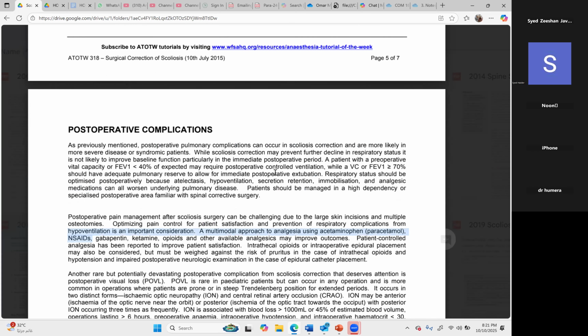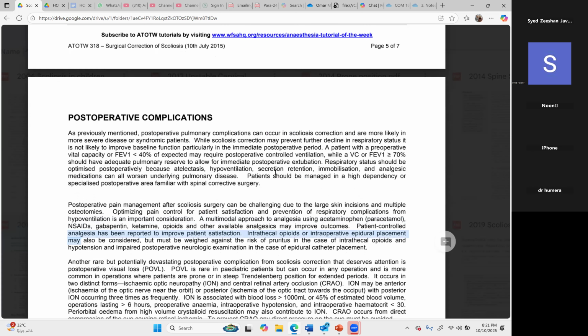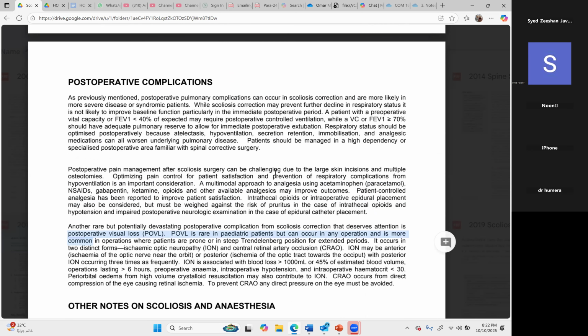So postoperative complications, respiratory problems can occur: atelectasis, hypoventilation, secretion irritation. This can occur in any patient undergoing surgery, so you should give very good analgesia. Okay, a multimodal analgesia plan, you can see in all patients. In my previous few sessions, I did not mention gabapentin, but gabapentin also has an opioid sparing effect. I forgot to mention it in my last discussions; it just went out of my mind.